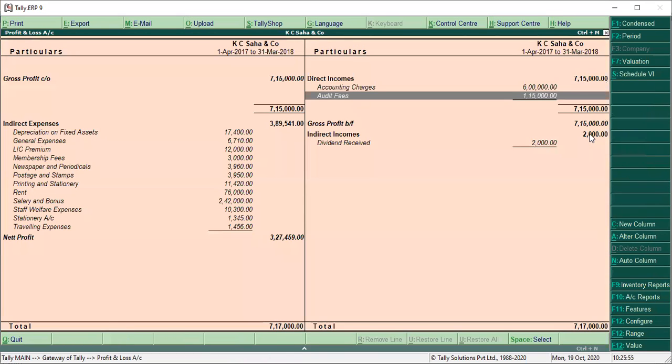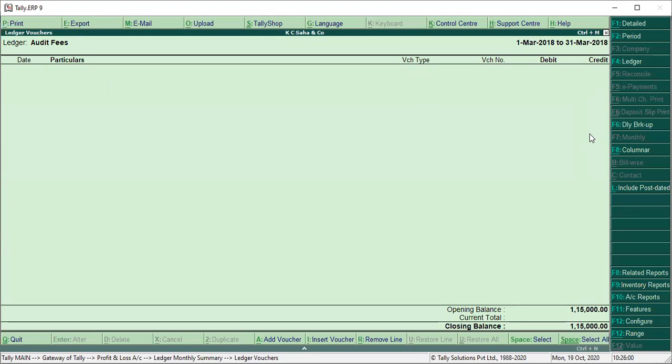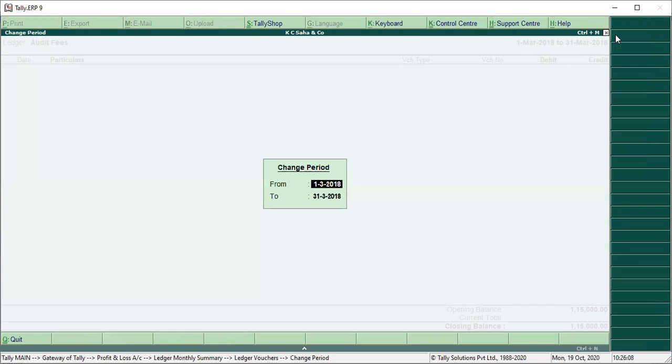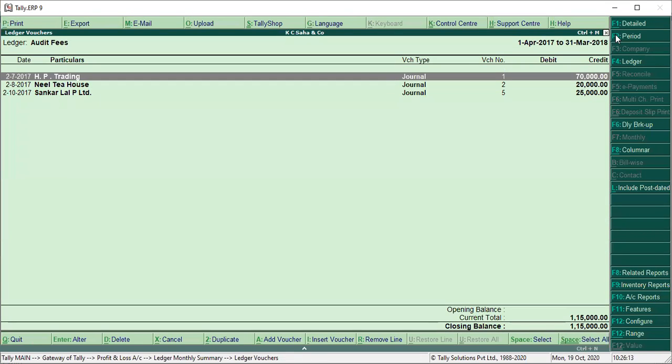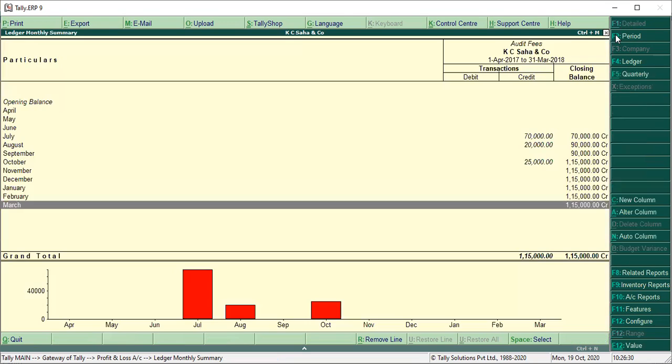We have done with the audit fees also. There are no changes in audit fees. Clear, everyone? Okay. Three customers are there, that is HP Trading, Neil Tree House and Shankarlal P Limited. These three are your customers. You have done audit over there, so this audit fees is receivable from them. So we have seen these entries also. All the entries are right.